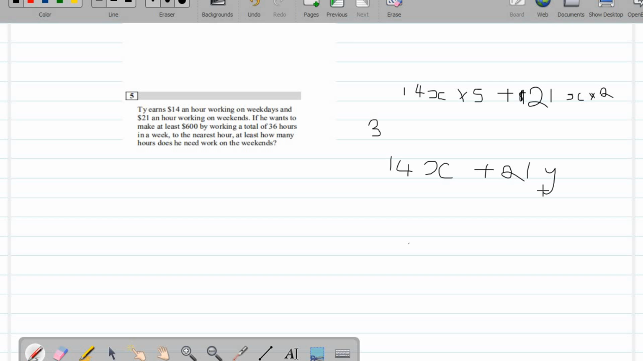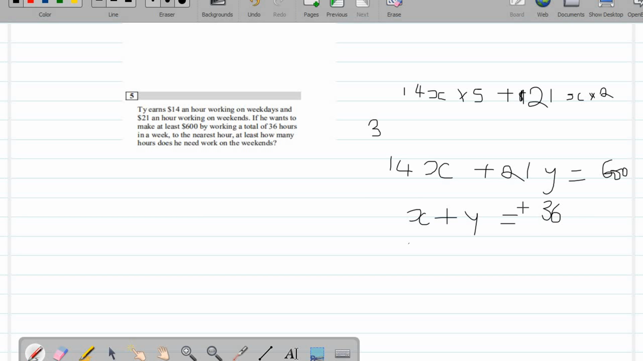We know that he wants to make $600. So 14 by x plus 21 by y will give you $600, because the money times the number of hours gives a certain amount of money, which is $600. But also, he wants to work a total of 36 hours. So we know that x plus y should give you 36. So we have formed two equations out of this. At least how many hours does he need to work on the weekend? We're looking for y.